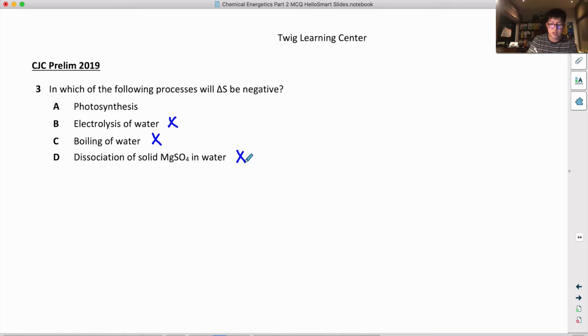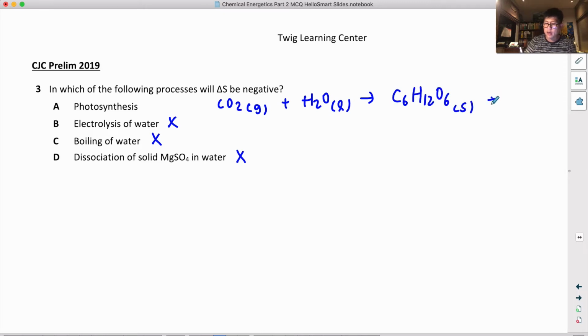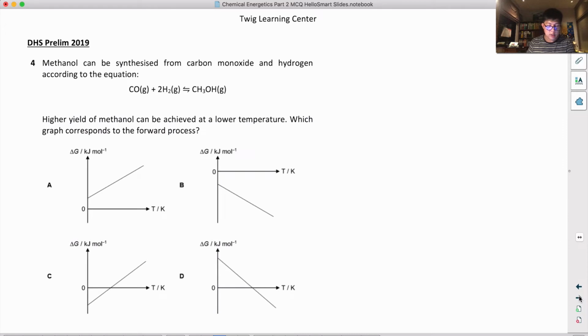Photosynthesis converts carbon dioxide and water to glucose, C6H12O6. I think this is a solid, and oxygen gas is being produced. When you balance it, it looks like that: 6 hydrogen, 6, and here 6. So 6 carbon dioxide gas, here also 6 gas, but you can see from liquid become a solid. So I guess this actually becomes more ordered. More ordered, so change in S should be negative. Okay, let's look at the next one.